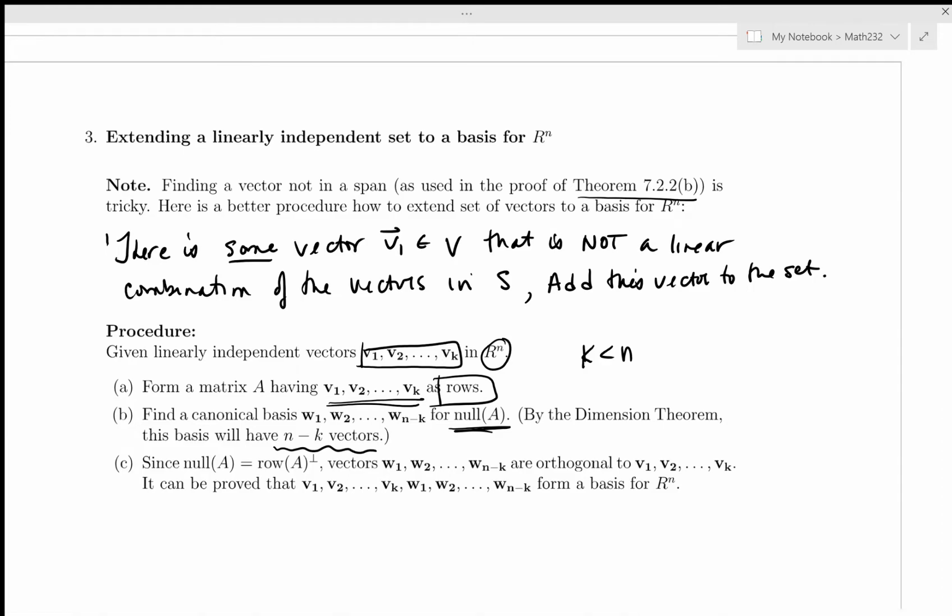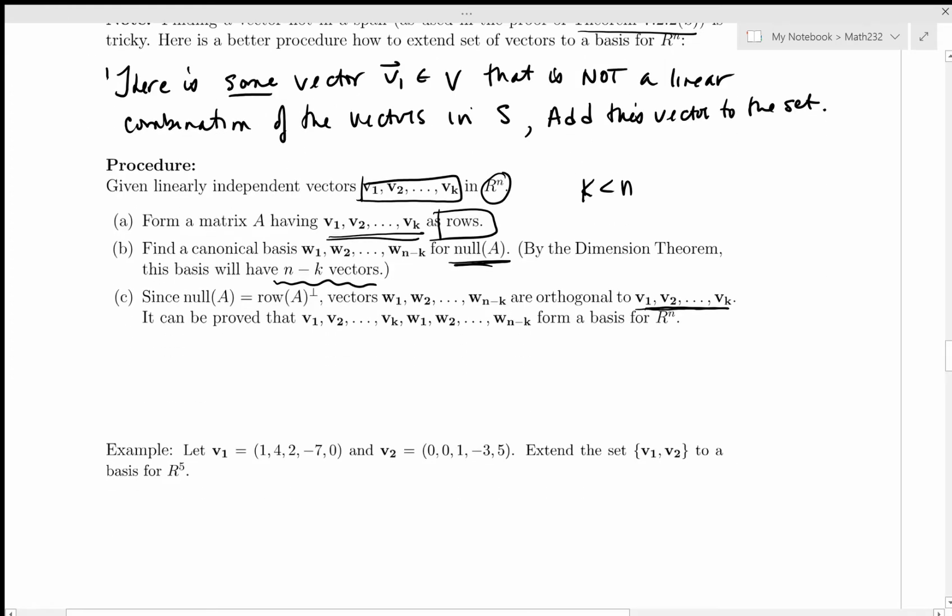And then since the null space of A is the orthogonal complement of the row space, when we find the basis vectors for the null space, they are orthogonal to all of the vectors we started with. And so then they are not going to be linearly dependent upon them. So those are the ones we can add in order to get enough vectors and have them all linearly independent so that we have formed a basis for Rn. Best thing to do is see this amazing procedure in action.